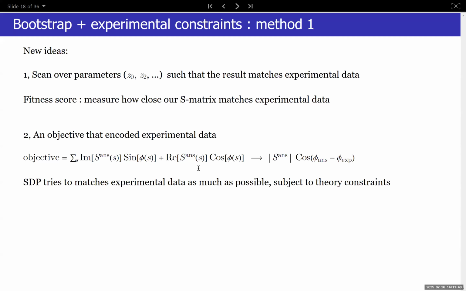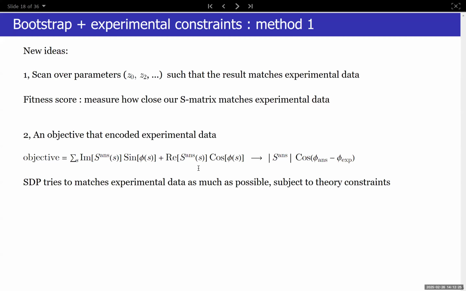It is the imaginary part of the ansatz times sine of phi, where phi is the experimental phase, and likewise for the other term. Then the ansatz is linear in those unknown coefficients A and B. Therefore, this whole objective is linear in those unknown coefficients, so we can put it into the semi-definite program. This objective should sum over different S values. When we maximize it, the SDP will try to construct an S matrix that matches the phase as much as possible.